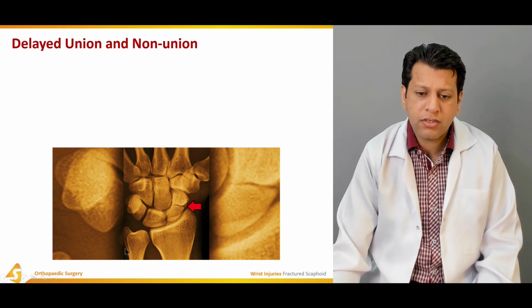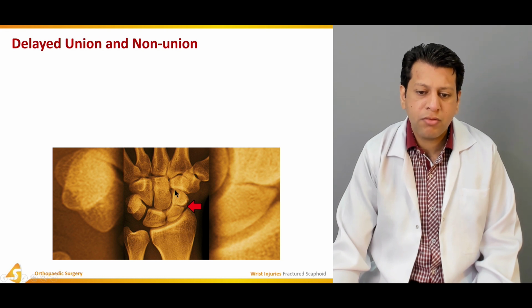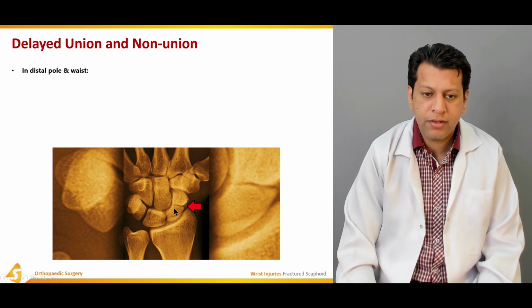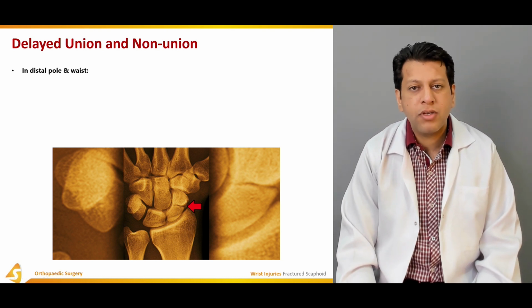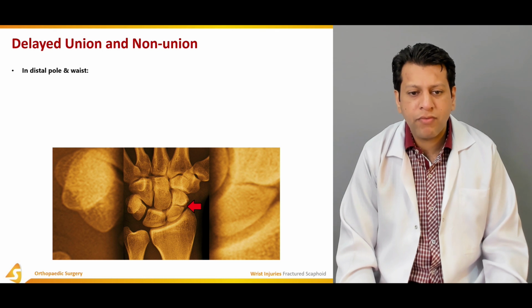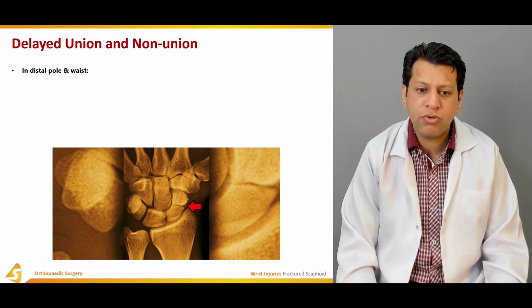If you see this X-ray, this is the scaphoid bone, this is the radioscaphoid fossa. Very clearly, the fracture line is going transversely across the waist of the scaphoid. This is the dorsal pole, this is the proximal pole, and this is the waist of the scaphoid. Usually, in the distal pole and the waist, this delayed union, non-union occurs.